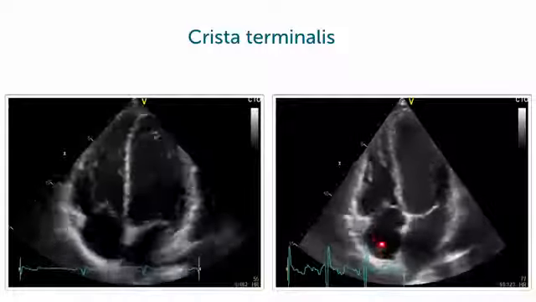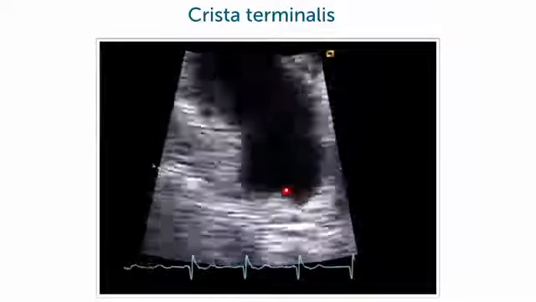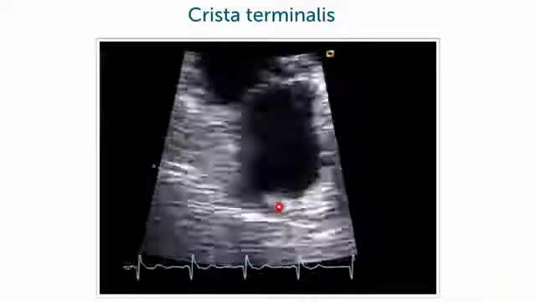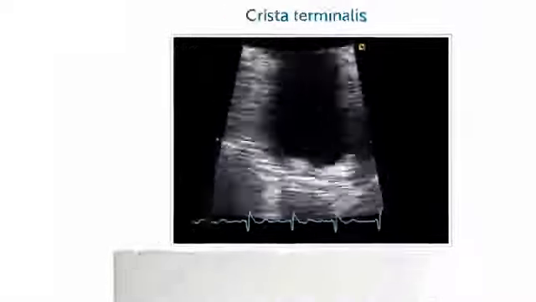Here's another example. As I mentioned, it can at times be quite large, and then it could lead to the misdiagnosis of some form of a tumor. This could be such a case, where you might think that the crista terminalis, located right here, is a tumor, in a focused view of the right atrium in a four-chamber view.